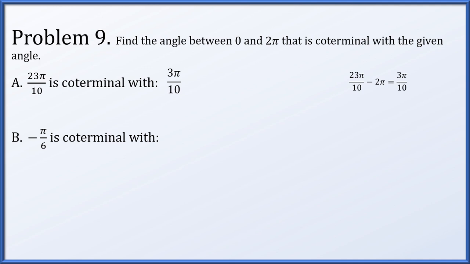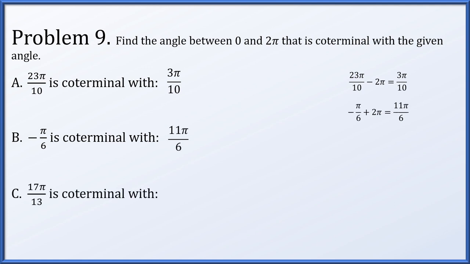What about negative pi over 6? Since this is a negative angle, we will add a full rotation. We will add 2 pi. The result is 11 pi over 6. Now that that's positive, we're done. 17 pi over 13 is already in between 0 and 2 pi. It is coterminal with itself. And there we are.